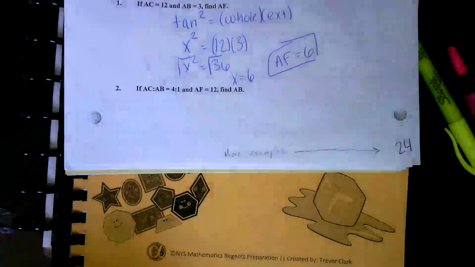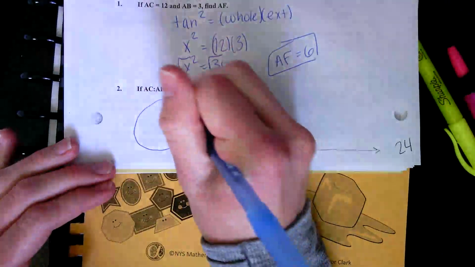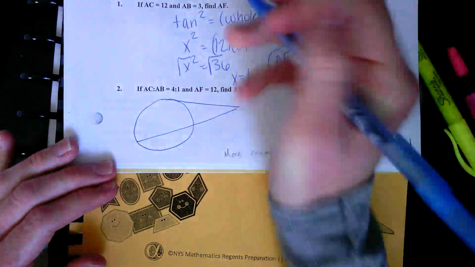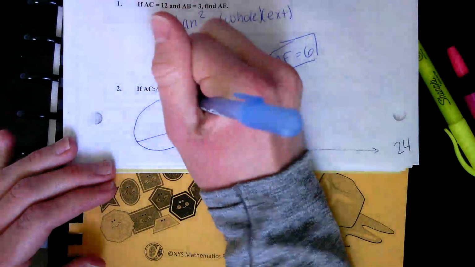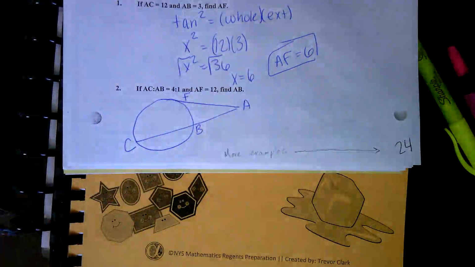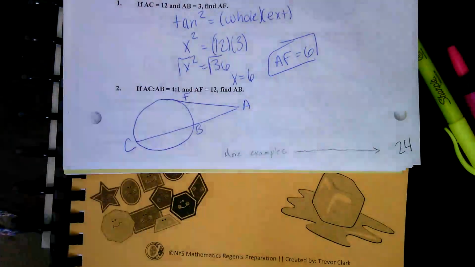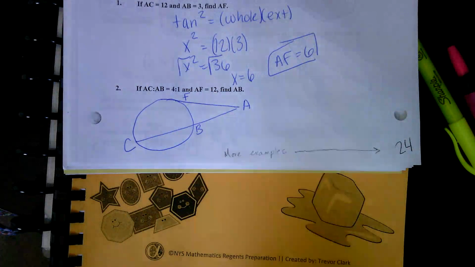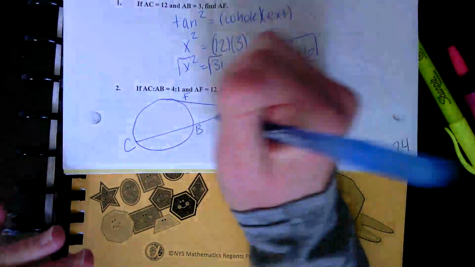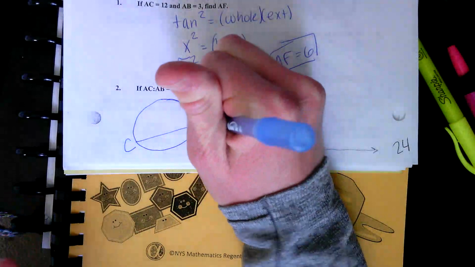All right, last one. All right, so I'm going to redraw this diagram here. So we have A, F, B, C. Okay, so remember, ratio, we just add an x on it. Okay, so if the ratio of AC to AB is 4:1 and AF is 12, then we want to find AB. So AB is what we want to find.